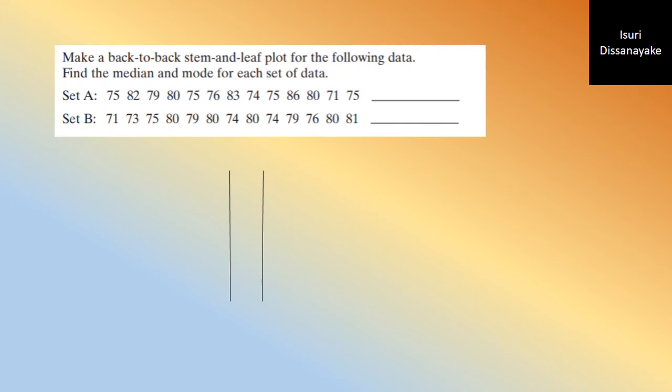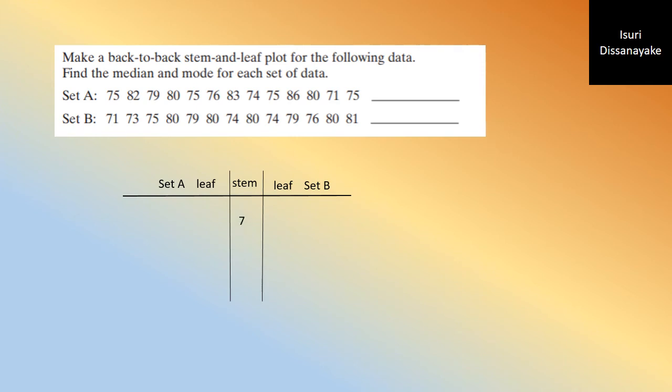Make a back-to-back stem and leaf plot for the following data. Find the median and mode for each set of data. So we are going to display both data sets in the same stem and leaf diagram. I will have the stem in the middle, set A to the left and set B to the right, and I call those the leaves.